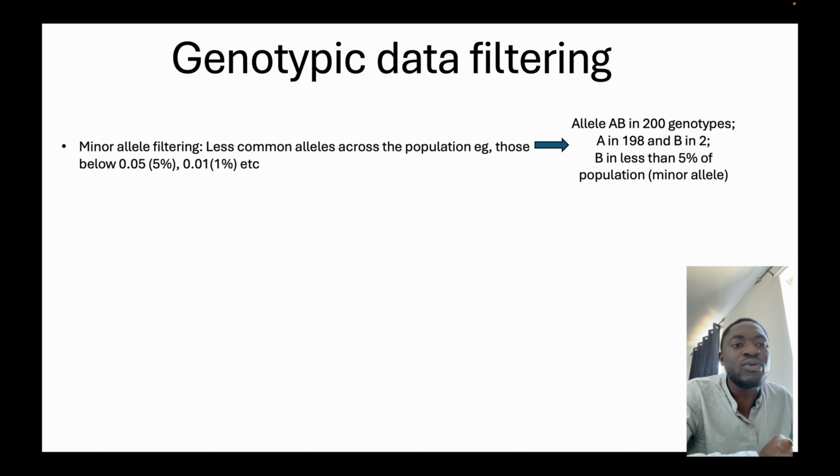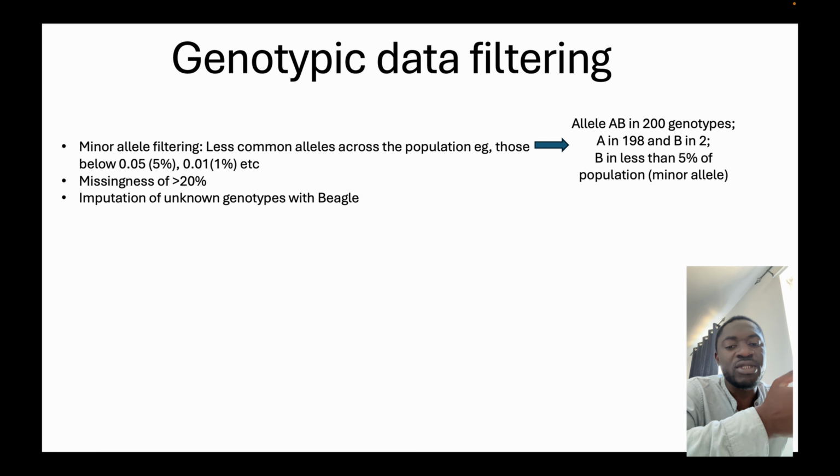Secondly, there are some SNPs that have a lot of missing genotypes, so you want to filter those out as well. Usually you want to filter those with more than 10 or 20% missingness. And then lastly, you want to do data imputation of the unknown genotypes in the panel. Some SNPs have unknown genotypes, so you want to impute them, and this will help you get very high quality SNPs for your GWAS analysis.